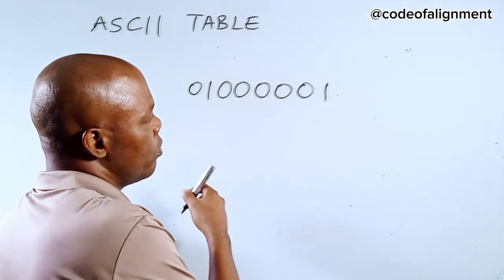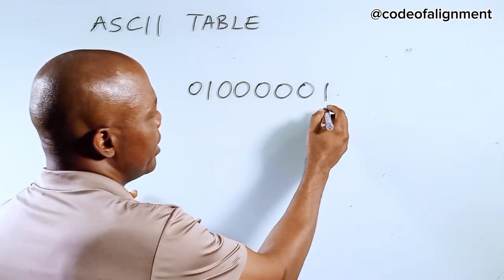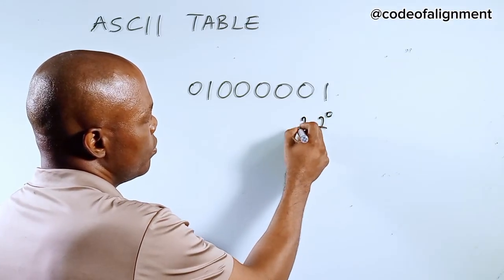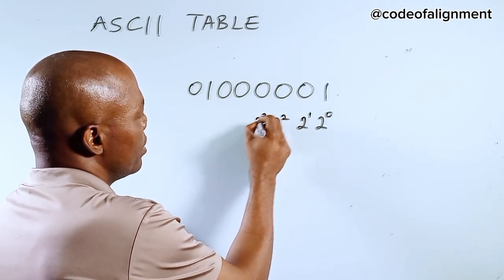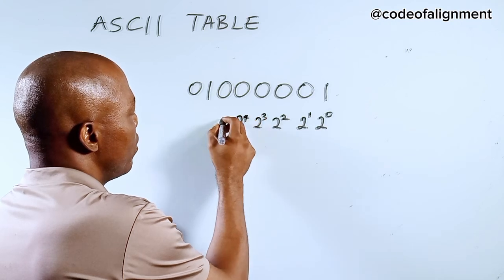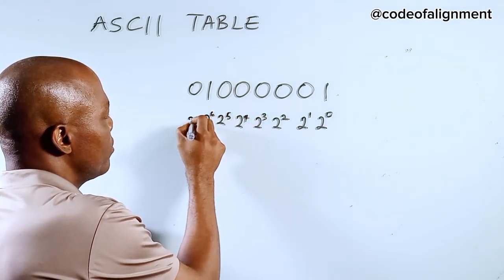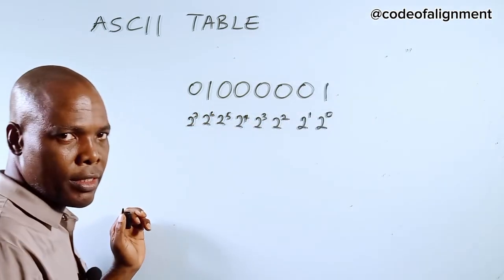And then in the case of binary, let's convert this to decimal. We are saying this represents 2 raised to the power what? 0. This is what? 2 raised to the power 1. This is 2 raised to the power 2. 2 raised to the power what? 3. 2 raised to the power what? 4. 2 raised to the power 5. 2 raised to the power 6. And then 2 raised to the power 7. Right? We are multiplying each of these.